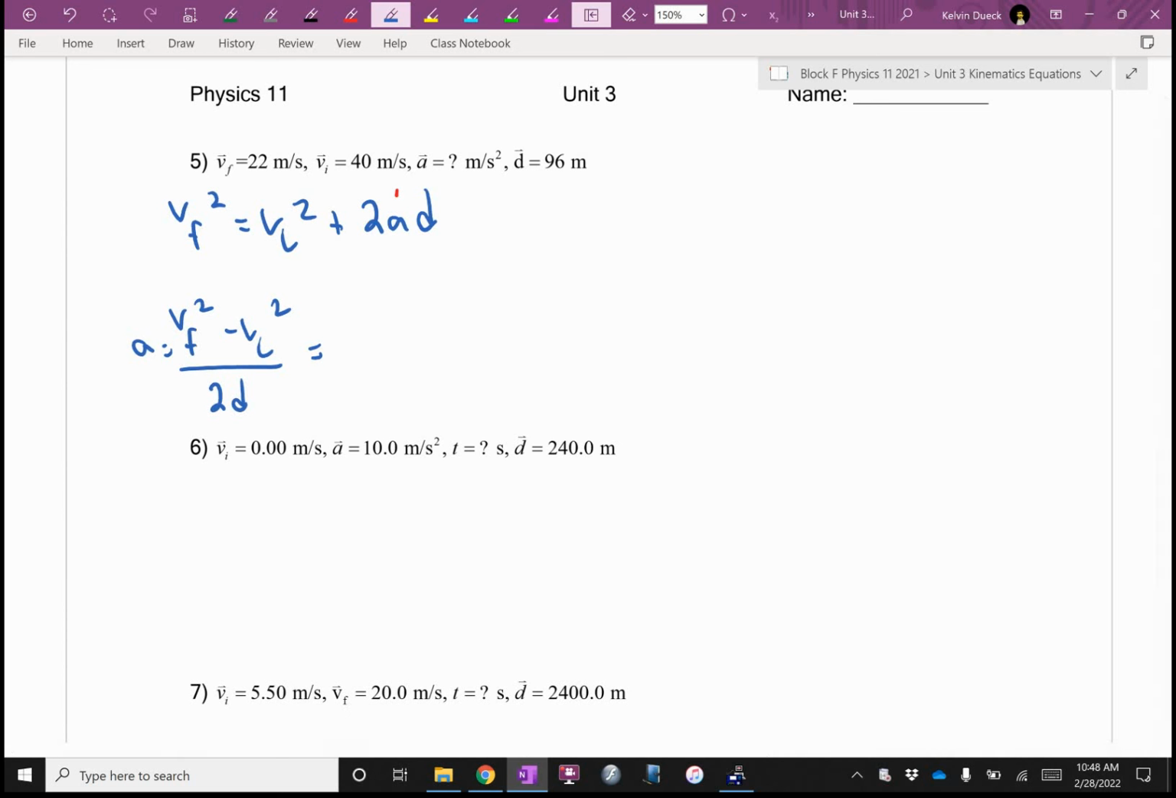VI is bigger than VF. We're slowing down. See the numbers? I'm expecting a negative acceleration because it's 22 squared minus 40 squared divided by 2 times 96.